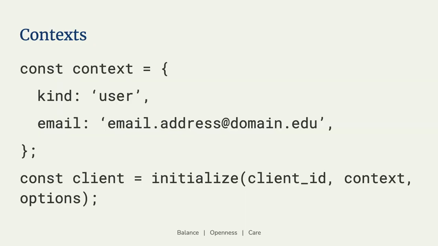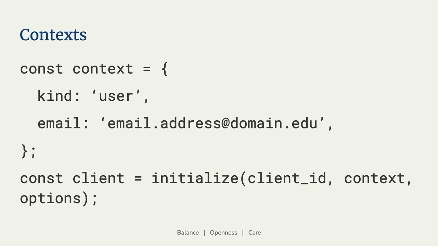So in order for your feature to be evaluated, you need some sort of context about who or what is encountering that flag. Contexts in LaunchDarkly are defined as people, services, machines, or other resources that encounter feature flags in a product. So users are a type or kind of context.